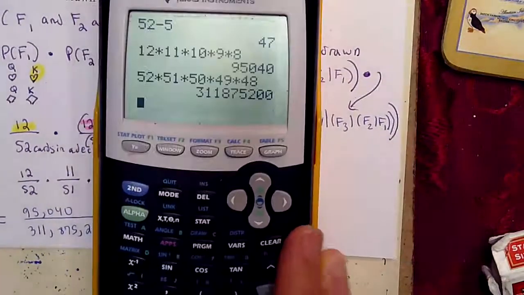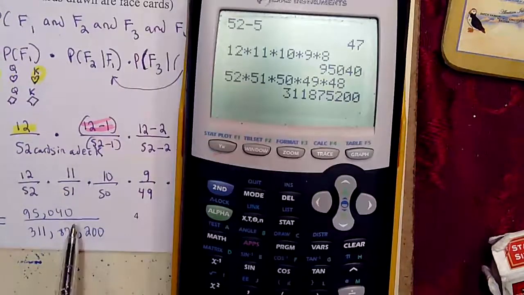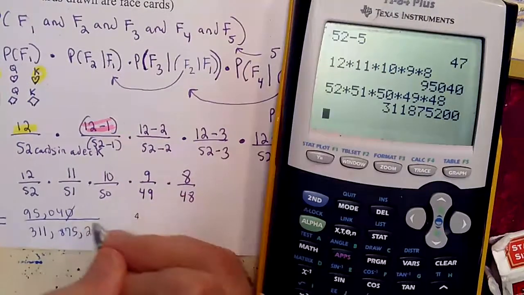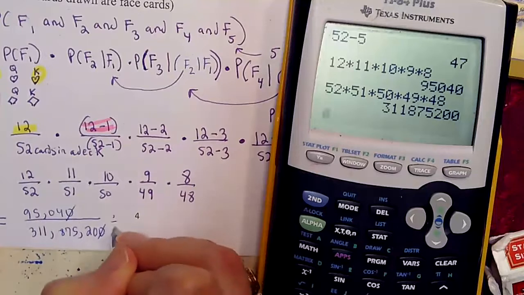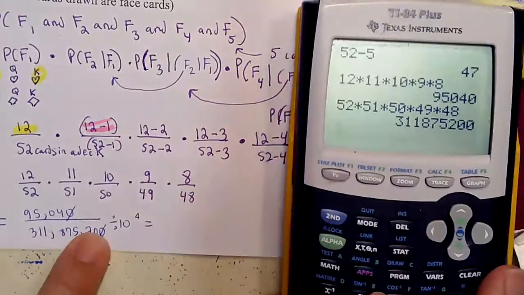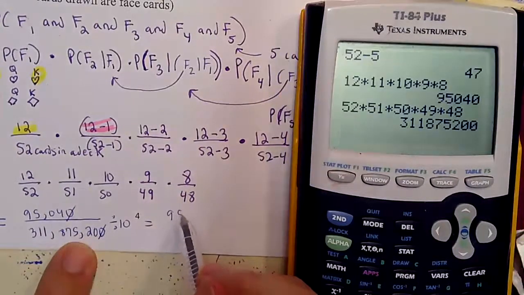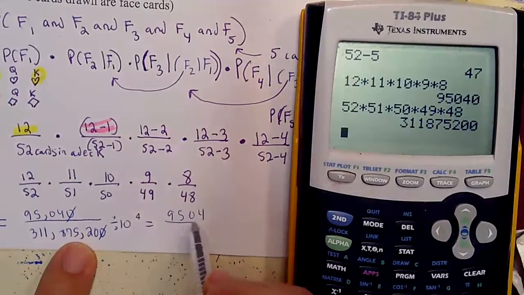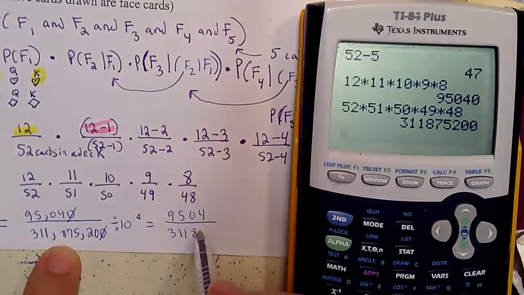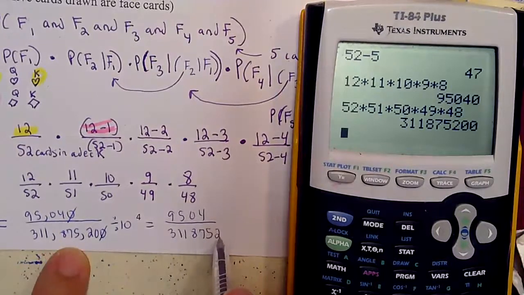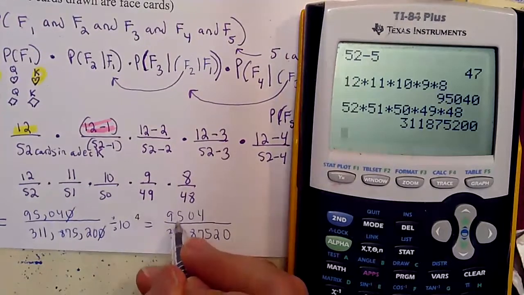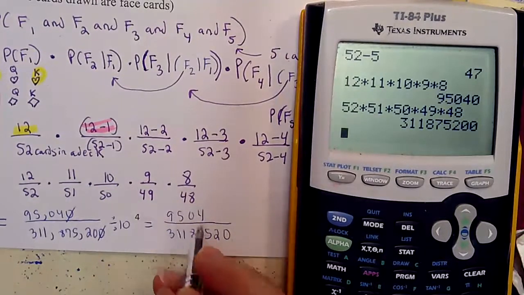So let's see, because you know these are even. So you see how you have these zeros? Technically, you can divide this by 10. And that would knock out these zeros. So now you have 9504 over 31,187,520. Yeah, and then the commas have changed. So this comma is optional, because you have four numbers, but this is required.